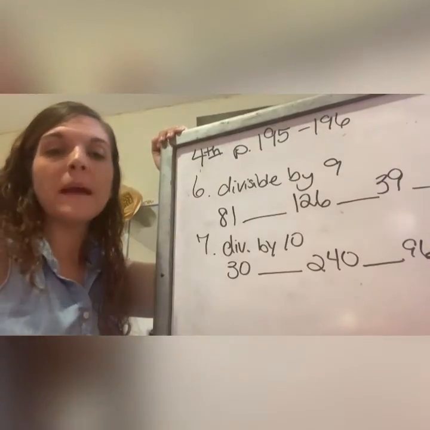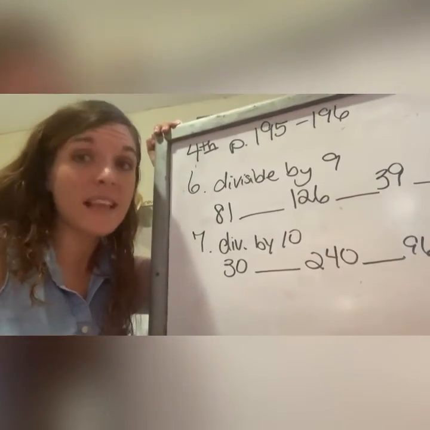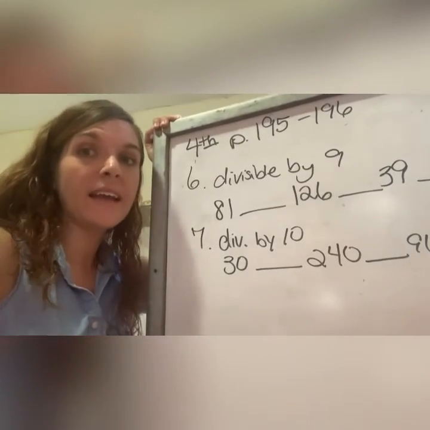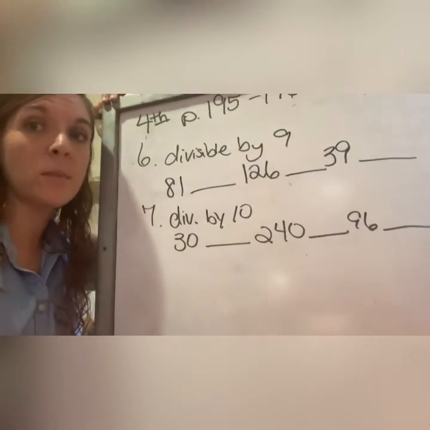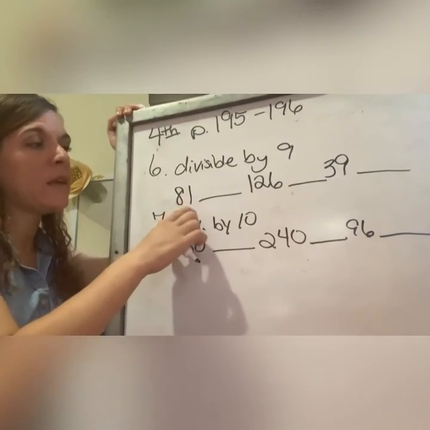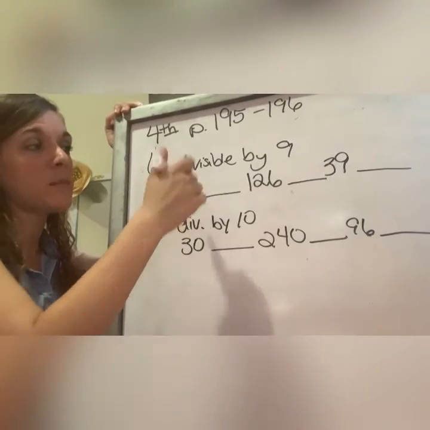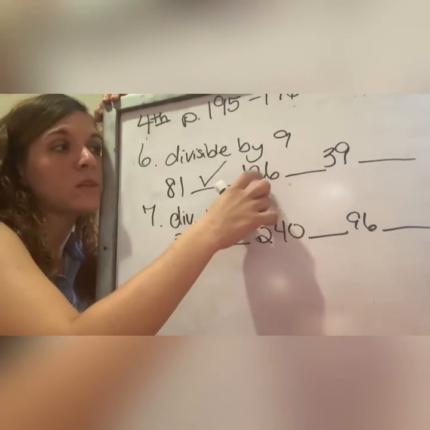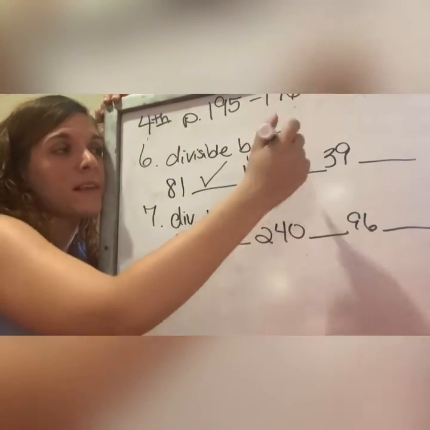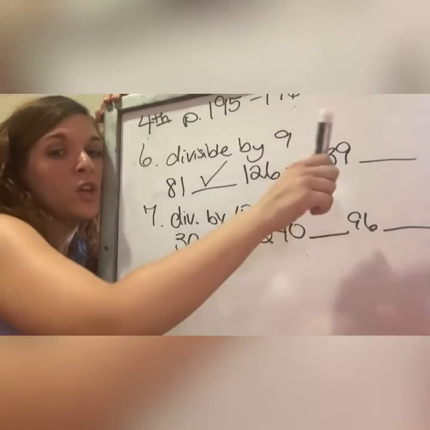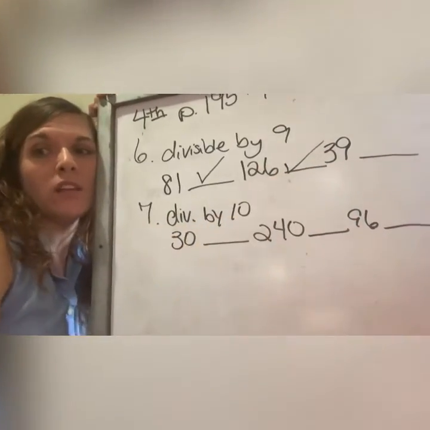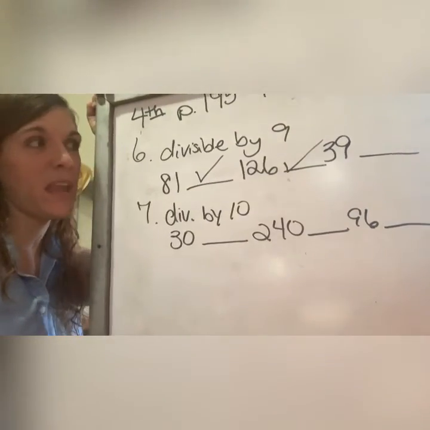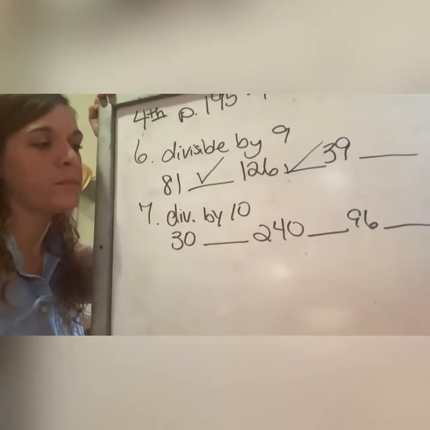Okay, divisible by 9 is like this. Same as 3's. If you add the digits together and they can be divided by 9, they are divisible by 9, okay? So 81, 8 plus 1 is 9, 9 divided by 9 is possible, so it's divisible. 126, 1 plus 2 is 3, 3 plus 6 is 9, 9 divided by 9 is possible, so yes. 3 plus 9 is 12. Can you do 12 divided by 9, Scarlett? No, you can't. So that one is not divisible, okay?